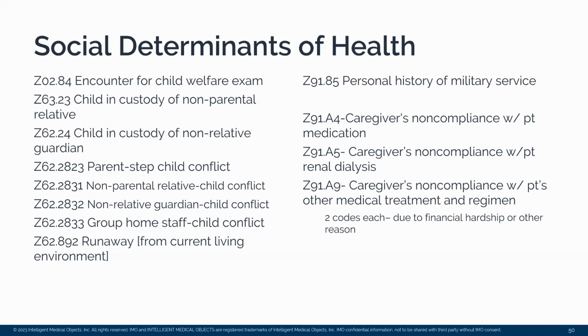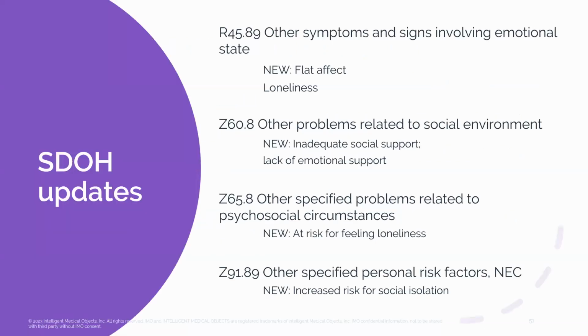And on the next slide, we will see other changes related to SDOH, and these codes are already present in ICD-10-CM, but there were some additions to the inclusion notes. You can see here the new inclusion notes identify where flat effect or loneliness, inadequate social support, at risk for loneliness, and increased risk for social isolation are now classified.